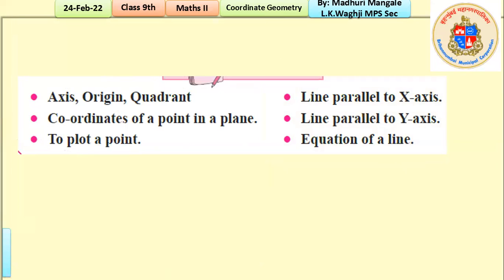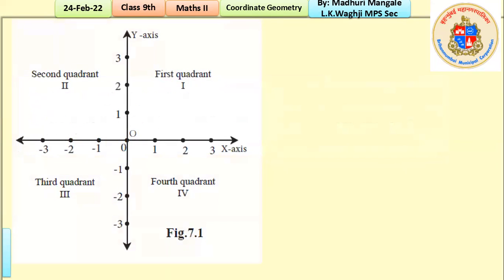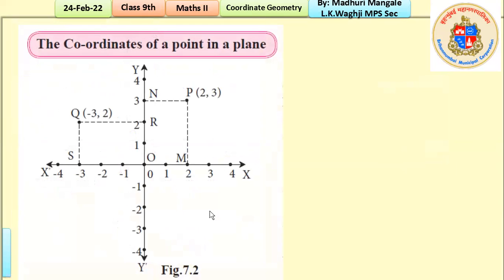So the first topic is about the axis. The horizontal axis is the x-axis, the vertical is the y-axis. It breaks the entire plane into 4 parts. We start from here and move anti-clockwise. That's the first quadrant, second quadrant, third and fourth quadrant.